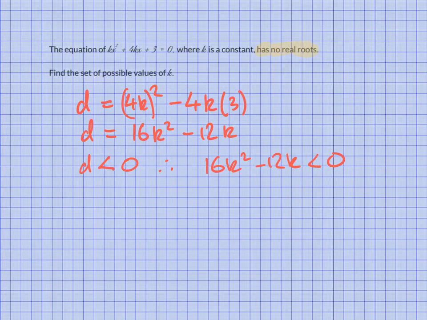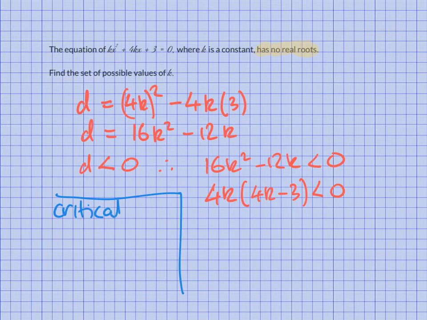Factorising first, I can quite happily take out a factor of 4k. So 4k, and on the other side, that will give me 4k minus 3. And that all has to be less than 0. Now, if that equals 0, that gives us the critical points. So for our critical points, we know that 4k would have to equal 0, and 4k minus 3 has to equal 0. So k would be 0, or k would equal 3/4.